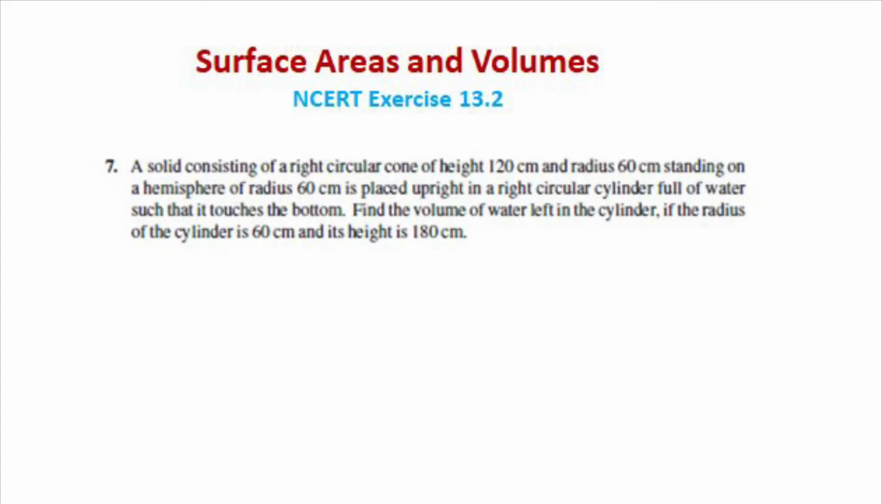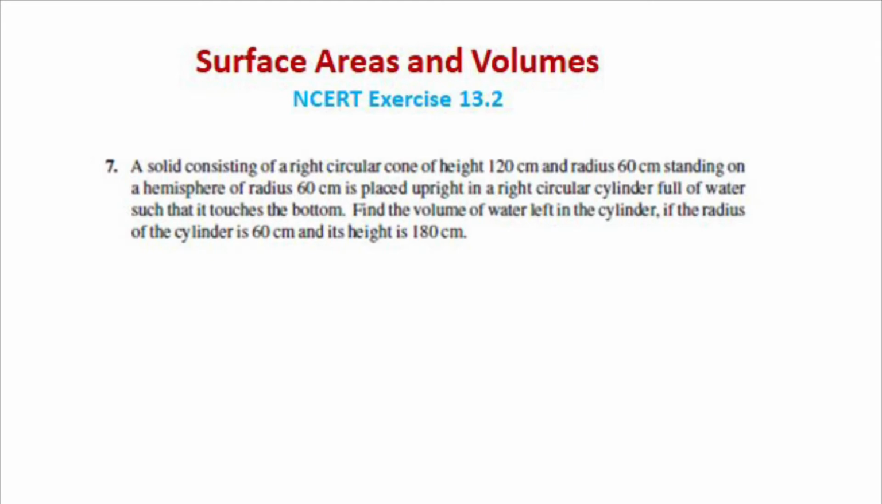Okay, guys, we are doing the chapter of surface areas and volumes from the NCERT book, and this is exercise 13.2, question number 7. Question number 7 says: a solid consisting of a right circular cone of height 120 centimeter and radius 60 centimeter standing on a hemisphere of radius 60 centimeter is placed upright in a right circular cylinder full of water such that it touches the bottom.